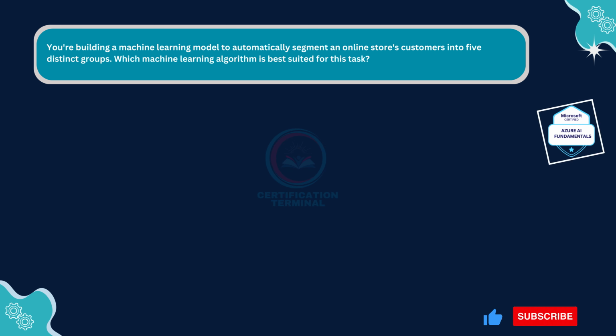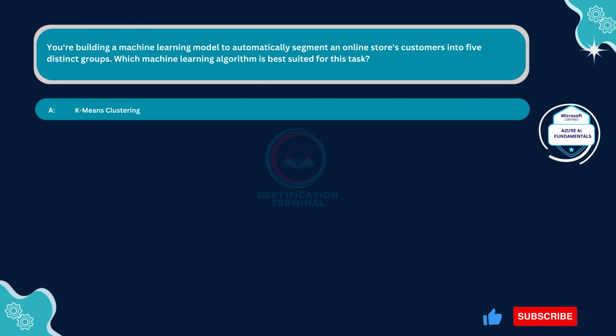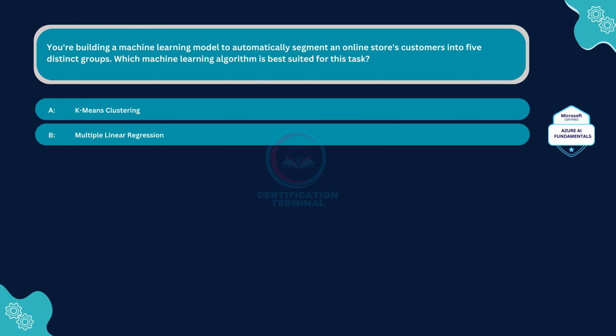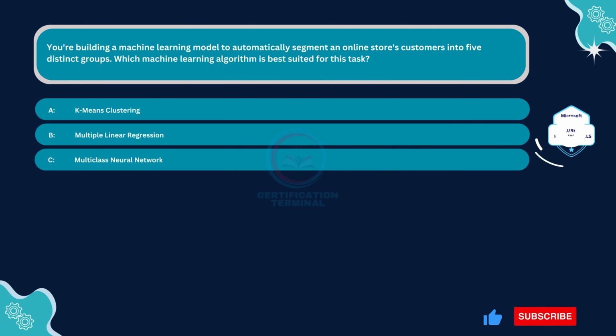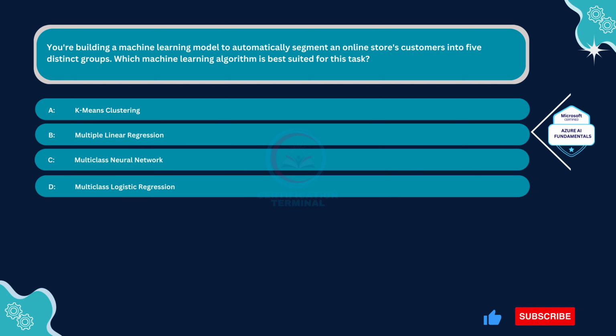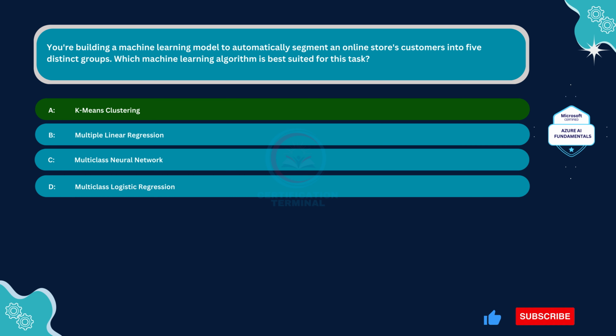Next question. You're building a machine learning model to automatically segment an online store's customers into 5 distinct groups. Which machine learning algorithm is best suited for this task? Option A, K-means clustering. Option B, multiple linear regression. Option C, multi-class neural network. Option D, multi-class logistic regression. The correct answer is Option A, K-means clustering.